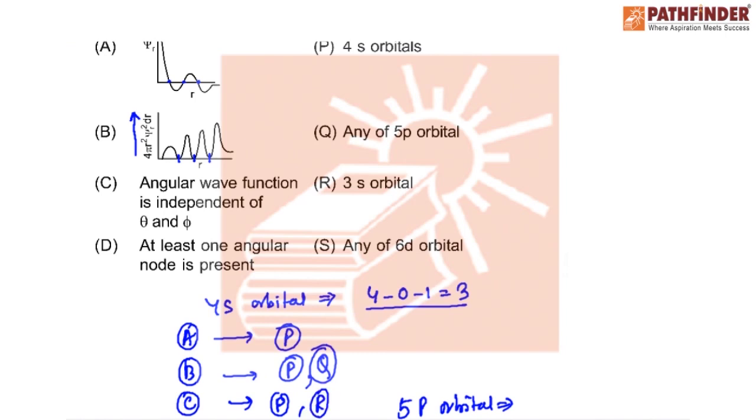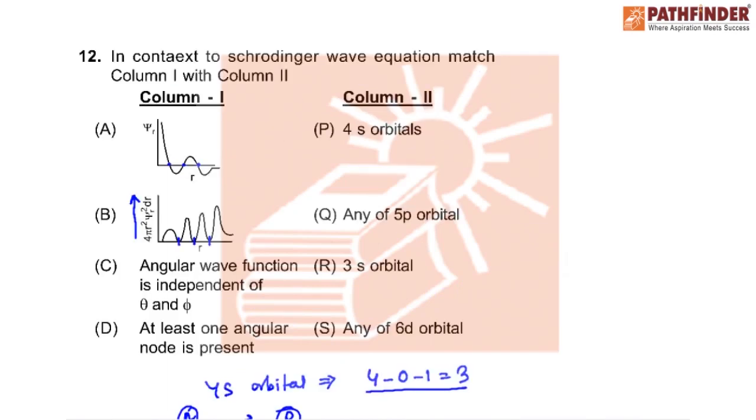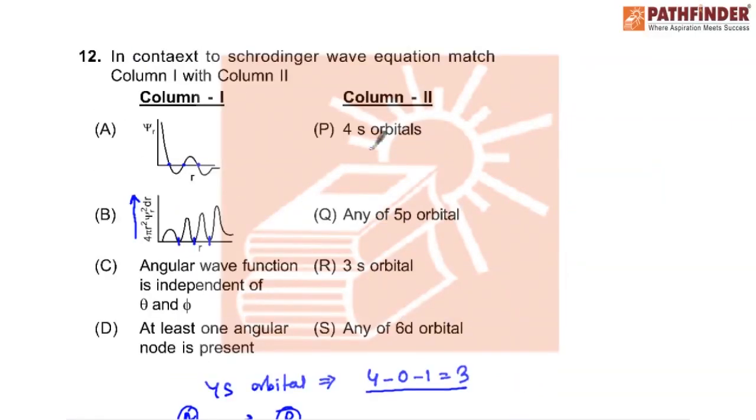Moving to the last one, at least one angular node is present. Now, angular node is equal to l. So the l value should be at least 1. Now if I am talking about 4s, for s the l value is 0. 3s, l value is 0. So not P, not R.